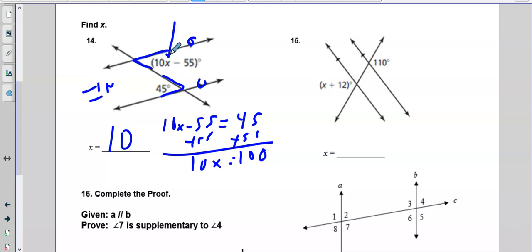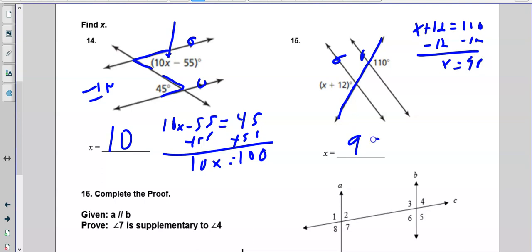All right. Here's my transversal. I have parallel lines. These are both exterior, and they're on opposite, alternate sides of the transversal, which means they are equal to each other. So I'm going to subtract 12 on both sides, and that gives me 98. And if I plug that in, 98 plus 12 is 110.